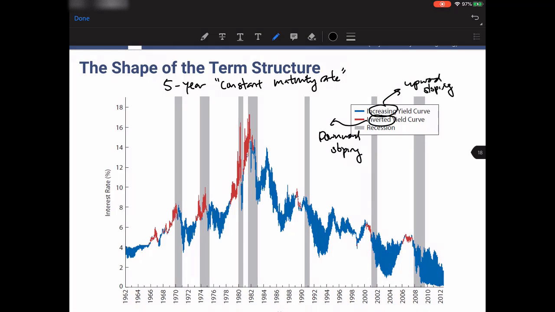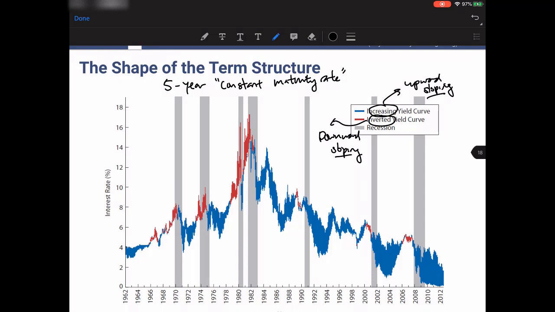So to reiterate, upward sloping means that people are expecting the economy to recover in the future, perhaps in the long run. An inverted yield curve means that in the medium to long run, the economy most likely will contract. And in fact, you can think of the red and the blue as the slope, right? The slope. So I'm going to highlight slope.